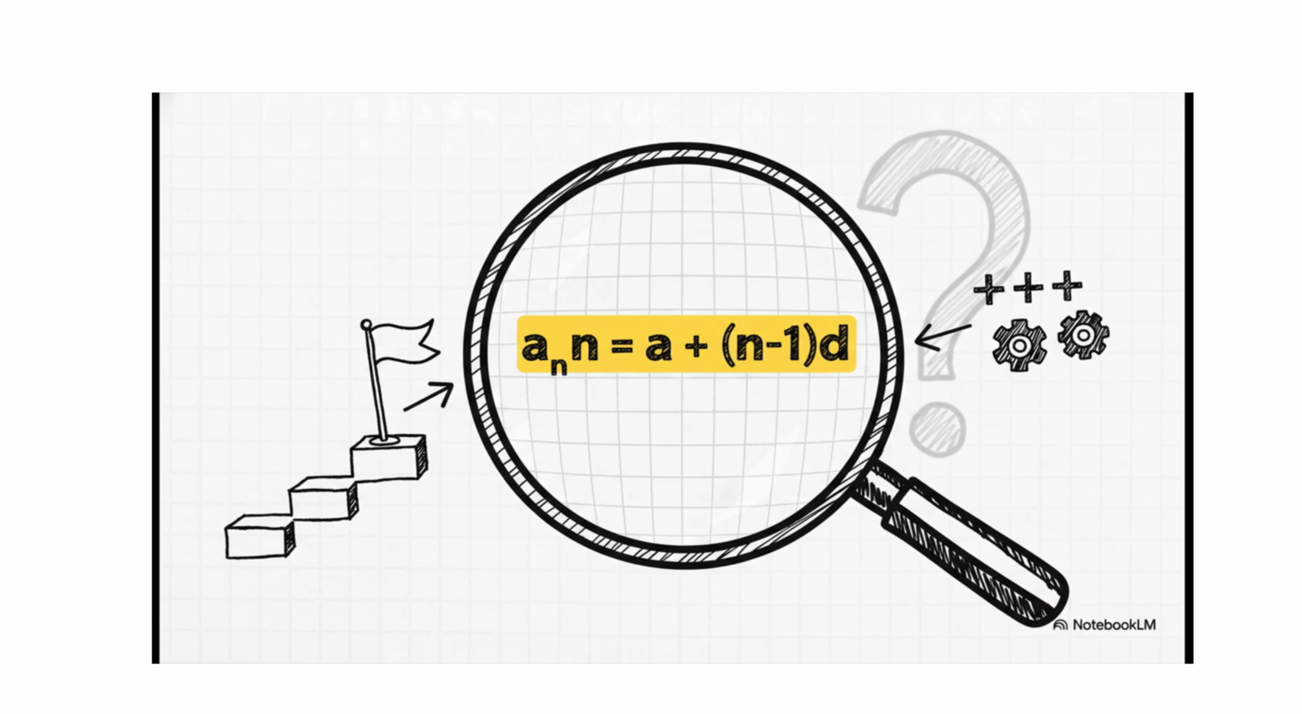So how do we use that predictability to jump way ahead in the line? With this formula. This thing is our prediction tool. a sub n is just the term we're looking for. a is our starting point, the very first number. d is that constant number we keep adding, the common difference. And n is just the spot in line we want to find. See, to get to the nth term, you start at a and you add that difference n minus 1 times. This formula is just a super fast way of doing that.